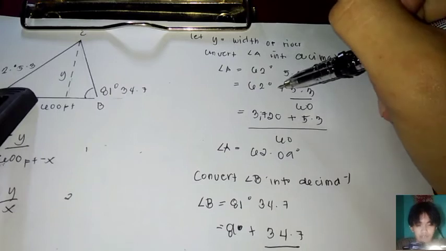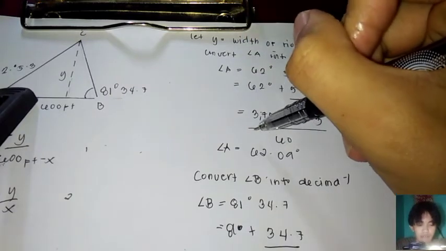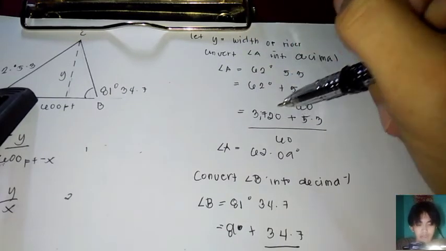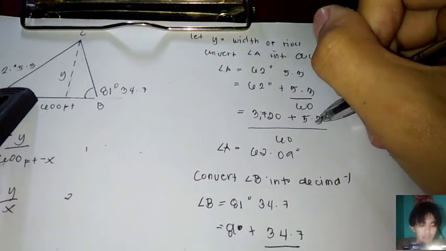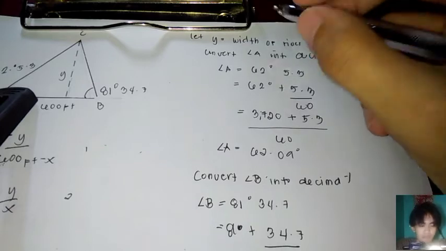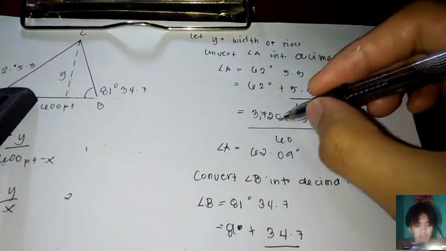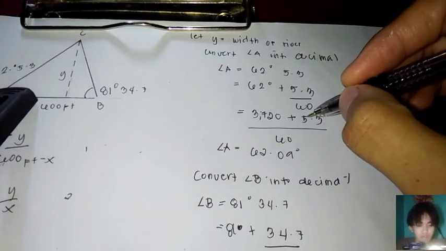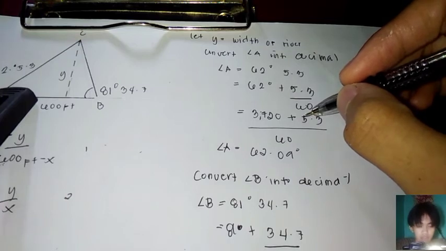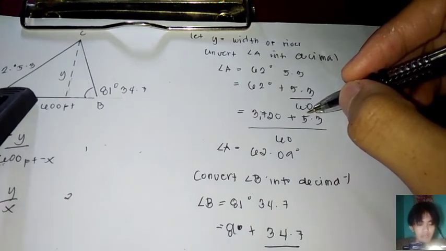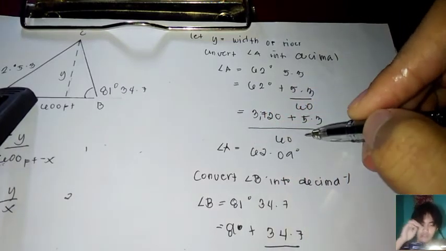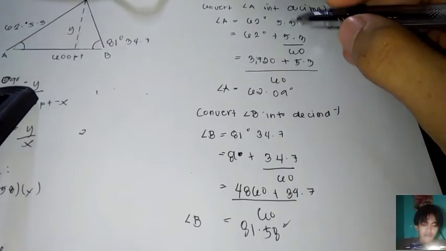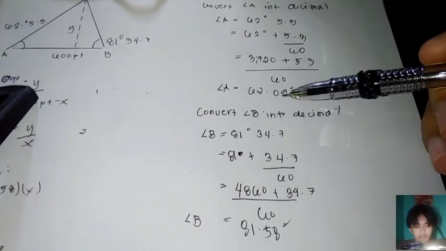Let's multiply the 62 degrees to 60. So we have here 3,720 addition to 5.3 over 60. So let's add these ones. So the answer is 3,725.3 divided by 60. So the angle A is equals to 62.09 degrees. After that, we need to convert the angle B.